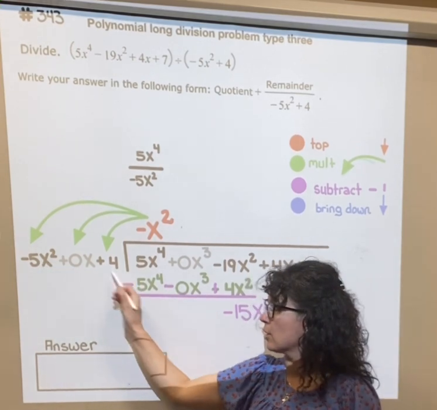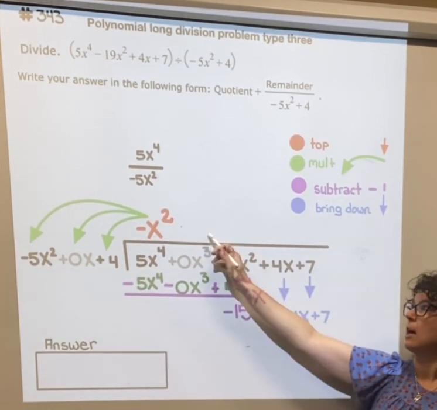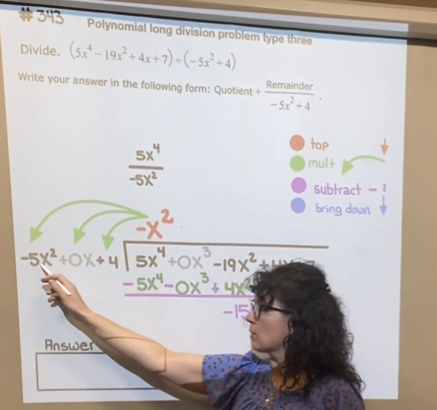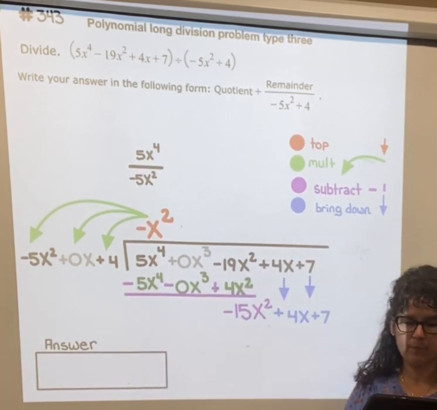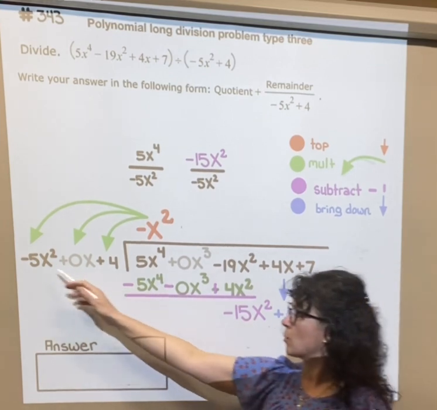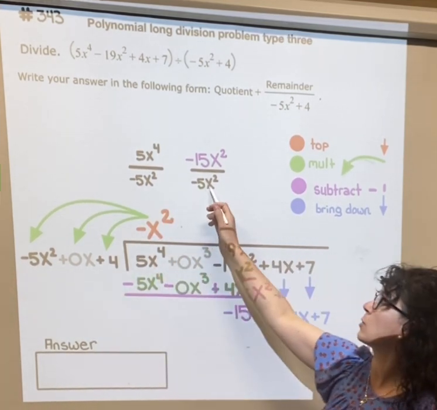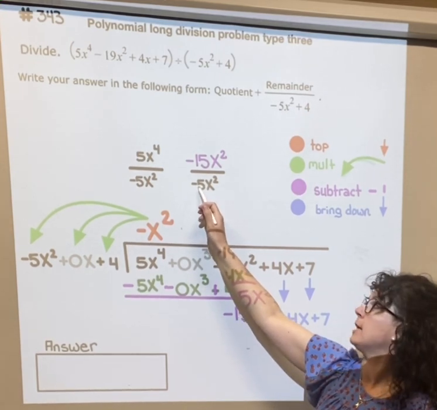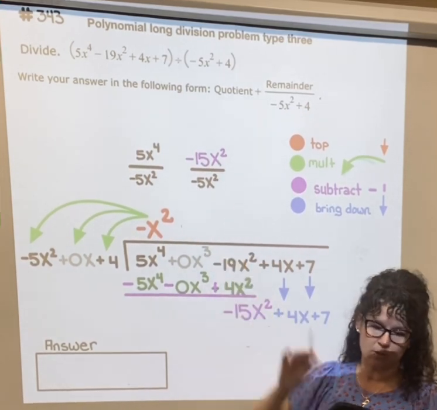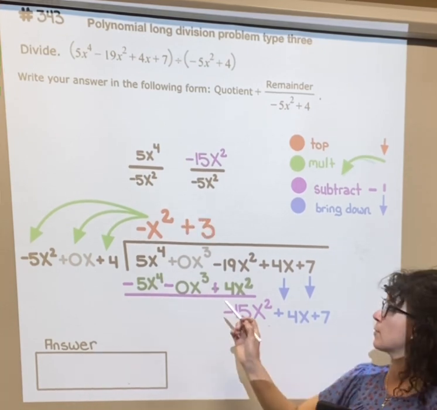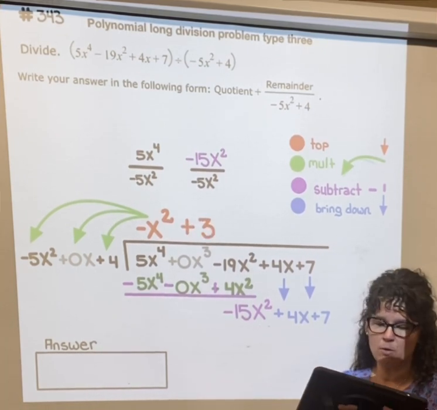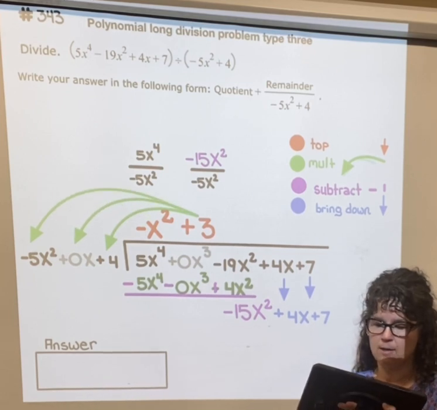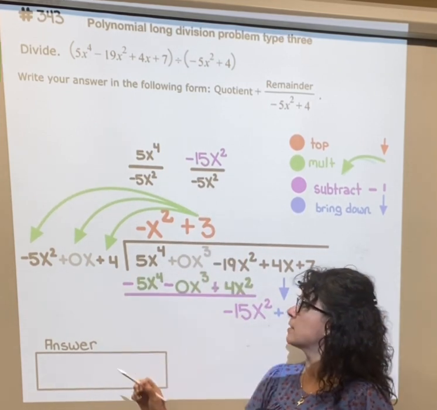Again here, 3 terms, 3 terms, I'm ready to decide what goes on top. So what's in front over what's in front. So negative 15x squared over negative 5x squared. Negative 15 divided by negative 5 is positive 3. The x squareds cancel, so I have just positive 3. I'm ready to now multiply this 3 to everything off to the side.